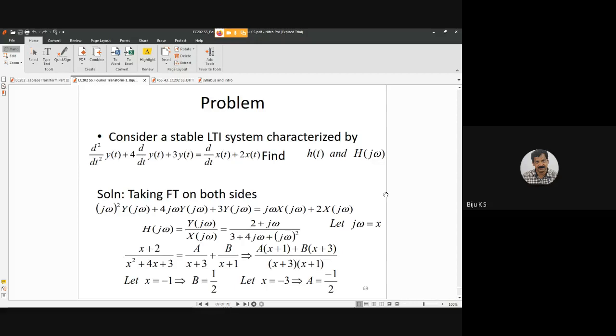Clear? Hello? Any feedback? Can I draw, because the limitation is... Hello? Is it okay? So how to find the frequency response? Did you understand? Hello? How to find the frequency response of this one?